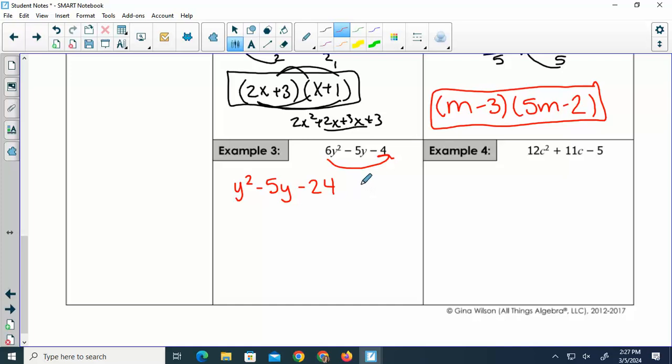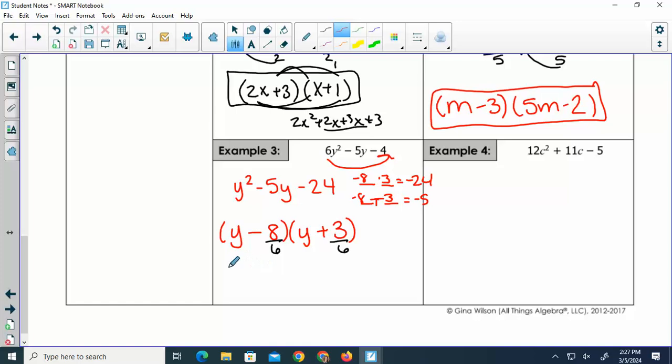Now we do our easy method. So I need two things that multiply to a negative 24 and add to a negative 5. Negative 8, positive 3. So we have y minus 8, y plus 3. What next? Yeah, we started out multiplying by 6, so now we divide by 6.